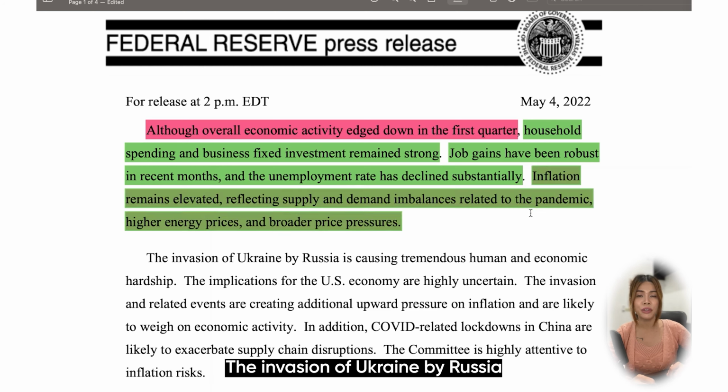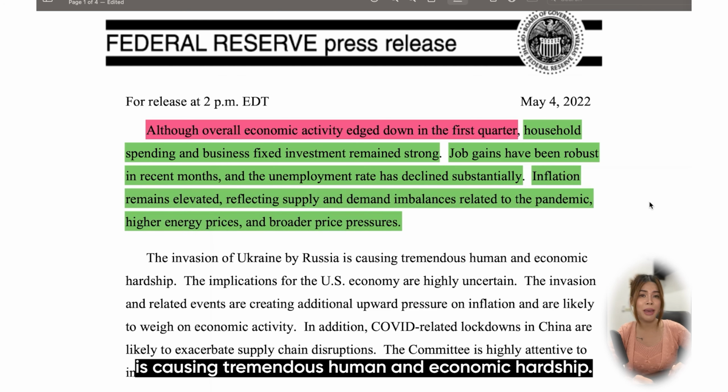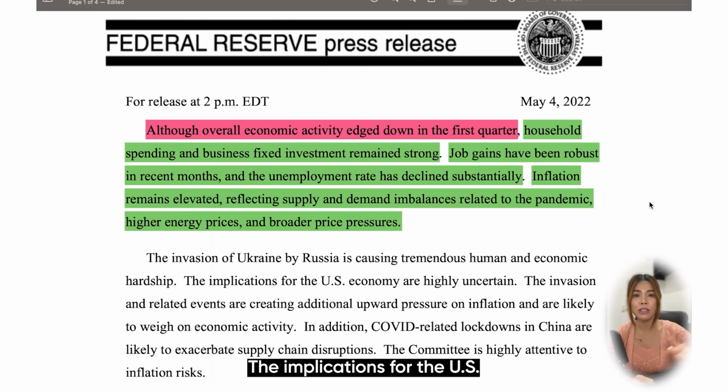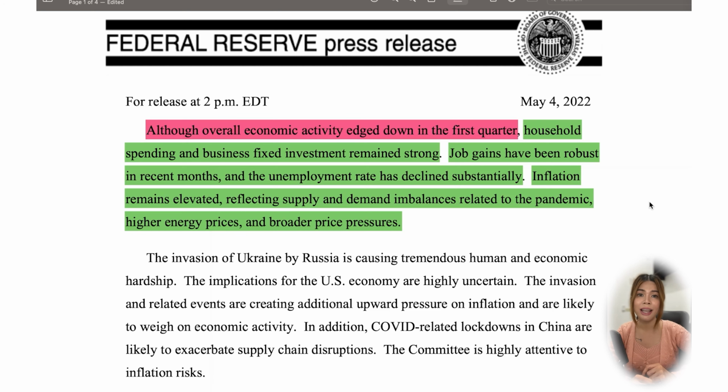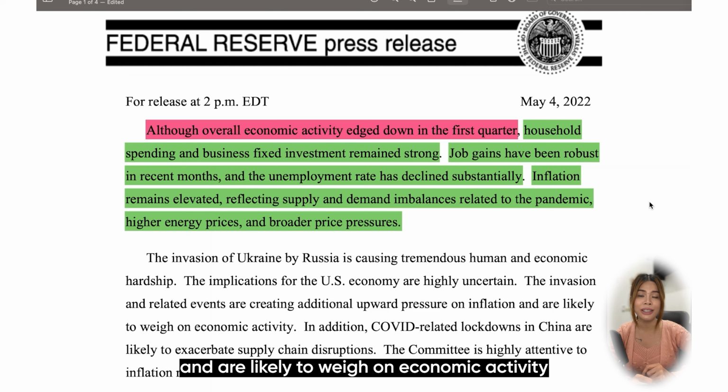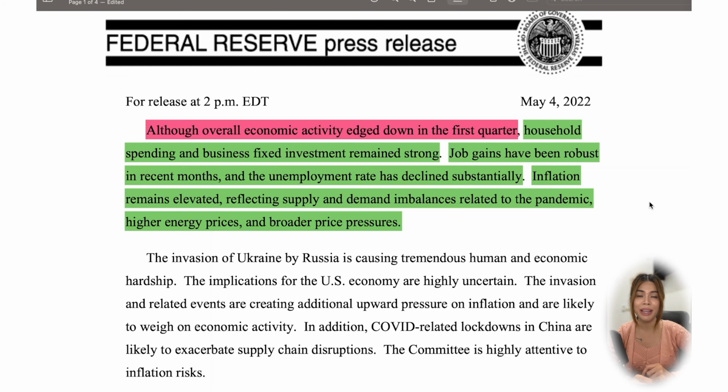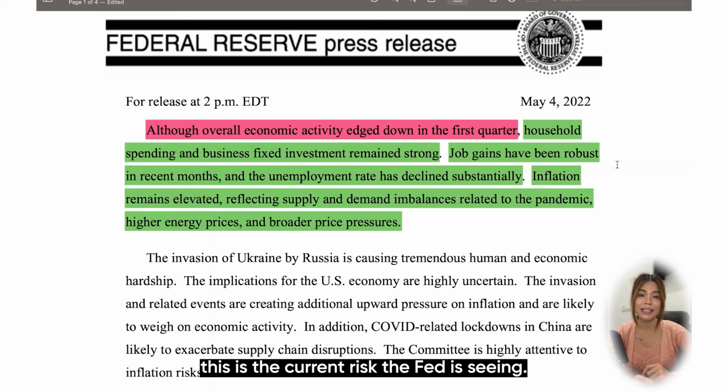The invasion of Ukraine by Russia is causing tremendous human and economic hardship. The implications for the U.S. economy are highly uncertain. The invasion and related events are creating additional upward pressure on inflation and are likely to weigh on economic activity. This is the current risk the Fed is seeing. Previously, I just underlined this part, but this time I will highlight it in red.